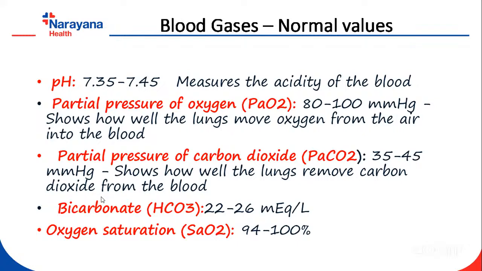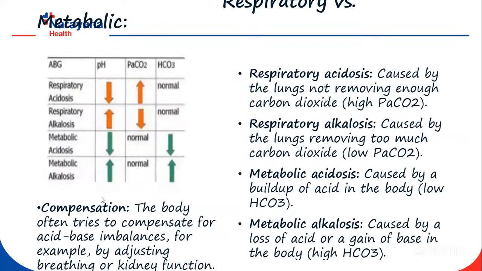Partial pressure of oxygen shows how well the lungs move oxygen from the air into the blood. Partial pressure of carbon dioxide shows how well the lungs remove carbon dioxide from the blood, then the bicarbonate, and the oxygen saturation. Now, respiratory acidosis is caused by the lungs not removing enough carbon dioxide, and respiratory alkalosis is caused by the lungs removing too much carbon dioxide, especially when there is hyperventilation. Metabolic acidosis is caused by a buildup of acid in the body, and metabolic alkalosis is caused by loss of acid or a gain of base in the body.